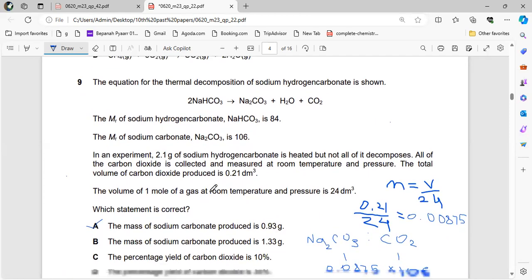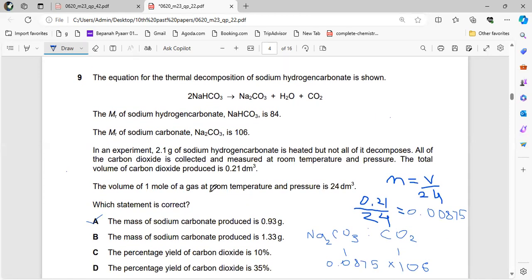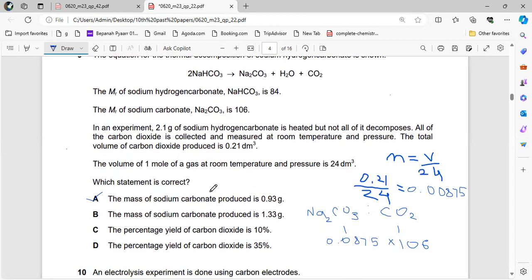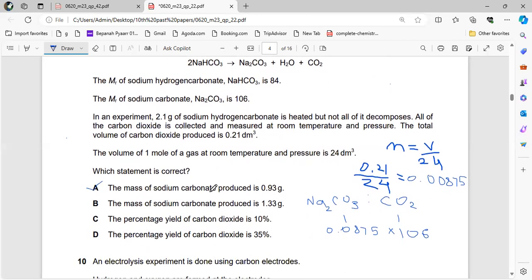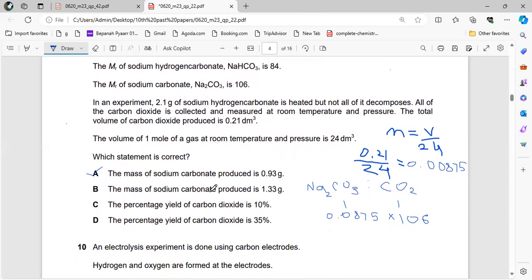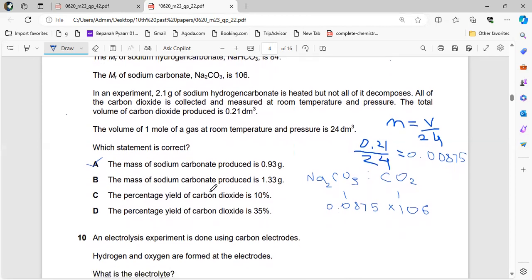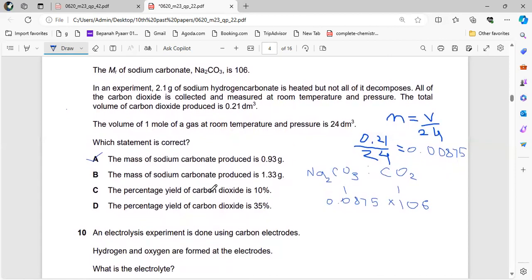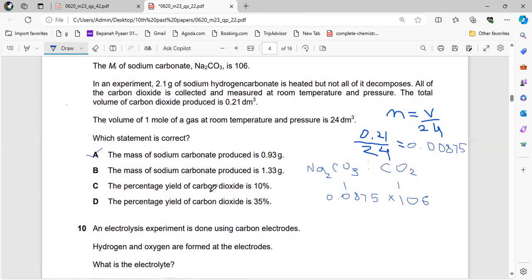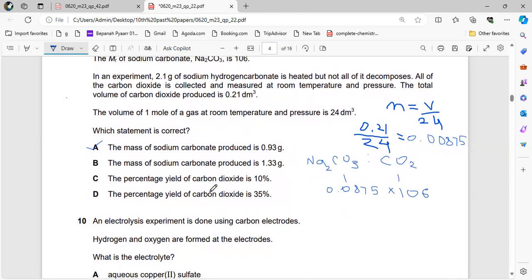The equation for the thermal decomposition of sodium hydrogen carbonate is shown. 2NaHCO3 gives Na2CO3 plus H2O plus CO2. The Mr of sodium hydrogen carbonate is 84. The Mr of Na2CO3 is 106. In an experiment, 2.1 gram of sodium hydrogen carbonate is heated, but not all of it decomposes. All of the carbon dioxide is collected and measured at room temperature and pressure. The total volume of CO2 produced is 0.21 dm3. The volume of 1 mole of a gas at room temperature and pressure is 24 dm3.